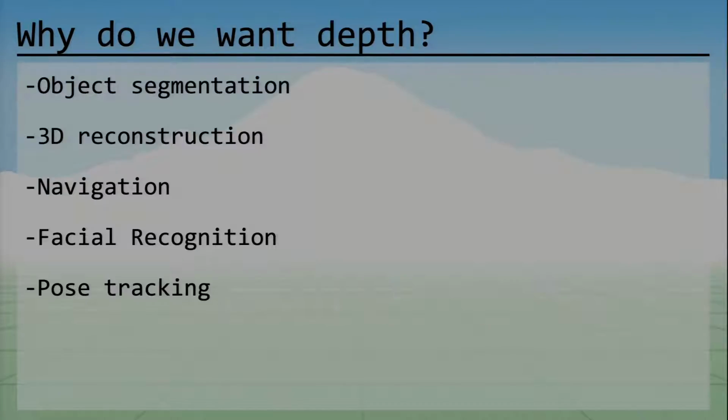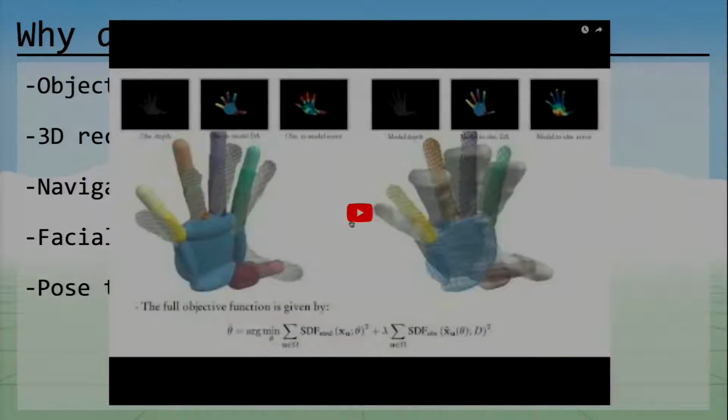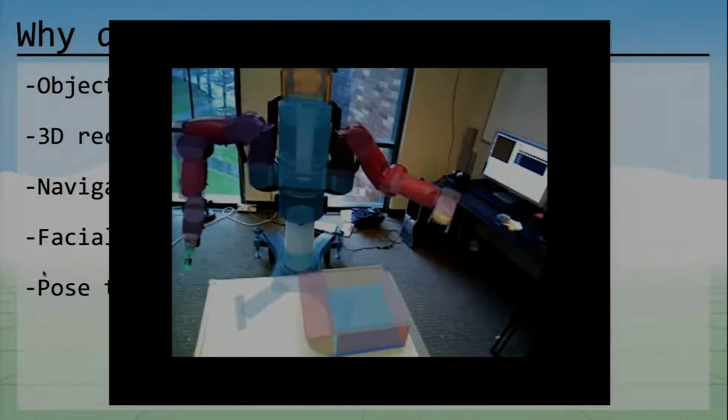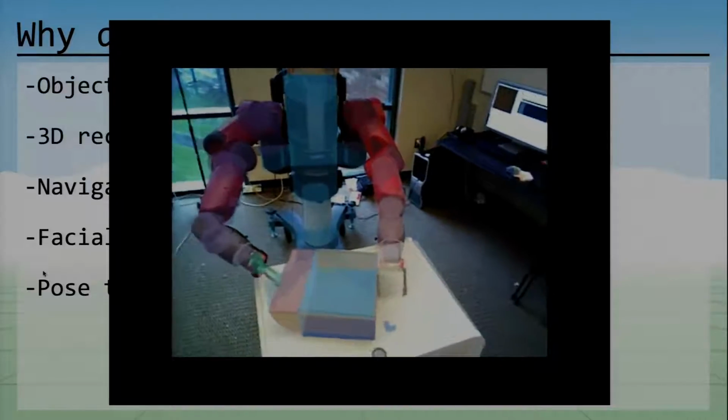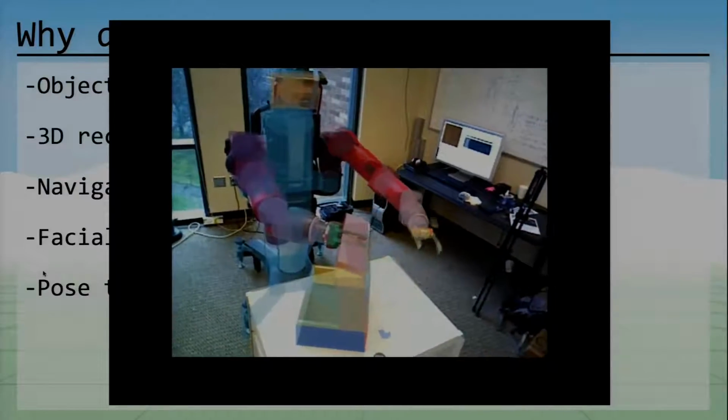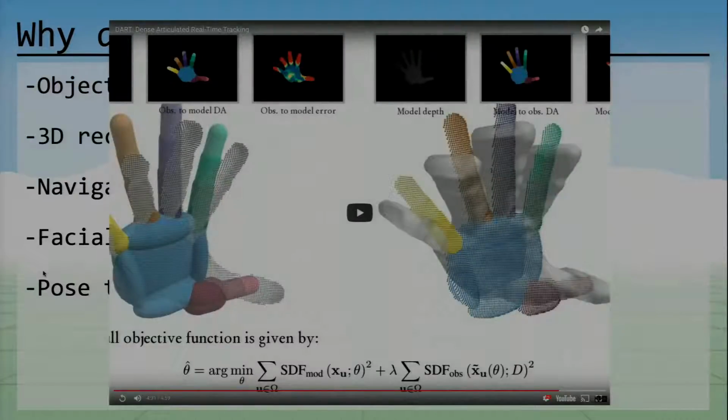Oh, and there's one other cool example, pose tracking. Here's a video from a student named Tanner Schmidt who works over in the computer science department. He made this thing called DART, Dynamic Articulated Real-Time Tracking. Now that we have the depth information from a camera pointed at our robot here, we can use that to track the pose of the robot over time. Or you could imagine using it to track the pose of a person or really anything. So these are all the reasons why depth is super useful. I think depth is really cool.